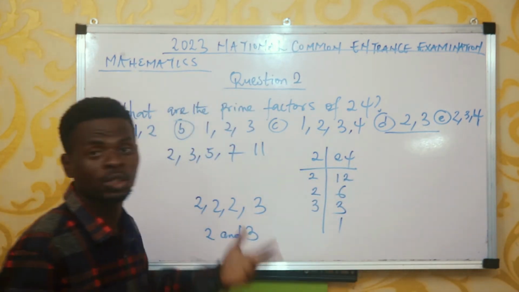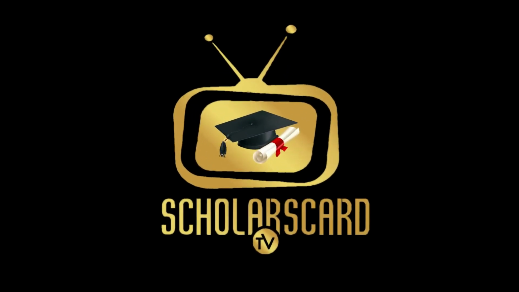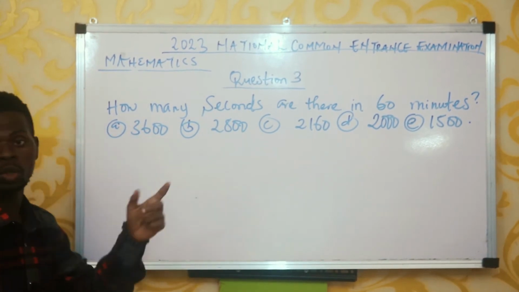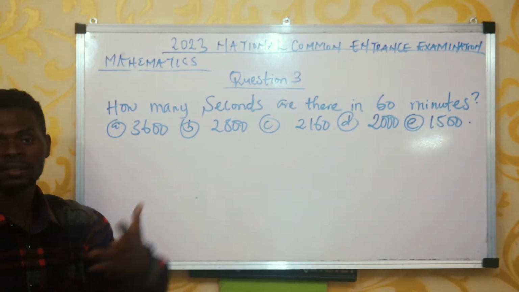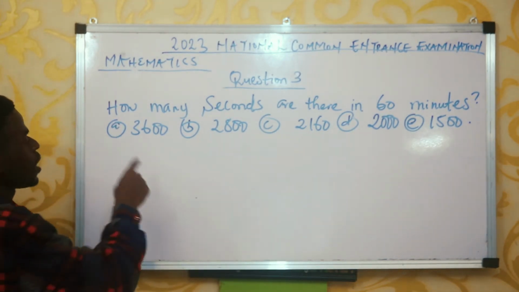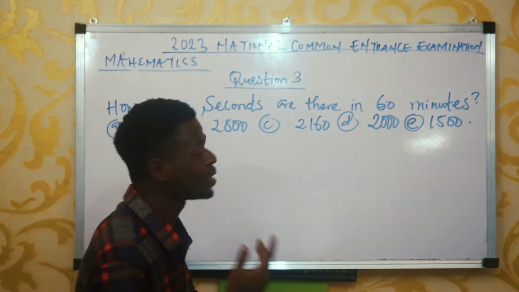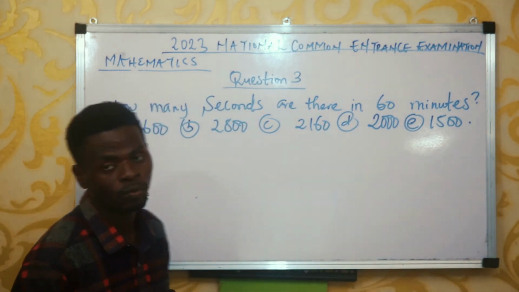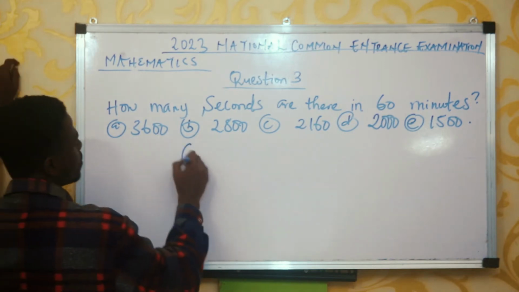So let's move to question 3. Question 3 says that how many seconds are there in 60 minutes? So from our options, we have option A say 3,600, option B say 2,800, option C say 2,160, option D say 2,000, then option E says 1,500.